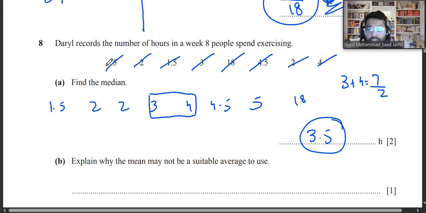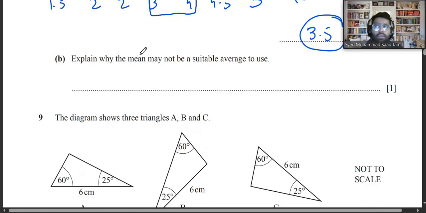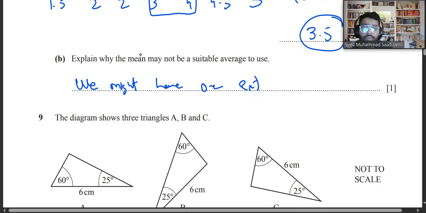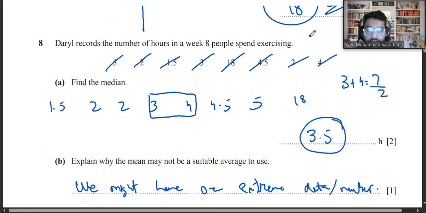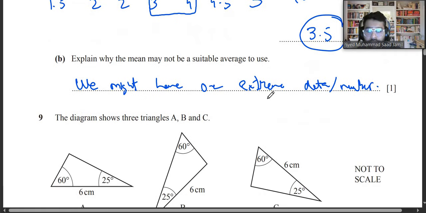Now the next question says, explain why mean may not be a suitable average to use. Look, mean is not a suitable average to use because we might have one extreme data number. For example, in this question, if there was a number like 100, your answer, the mean, would not give you the accurate result.